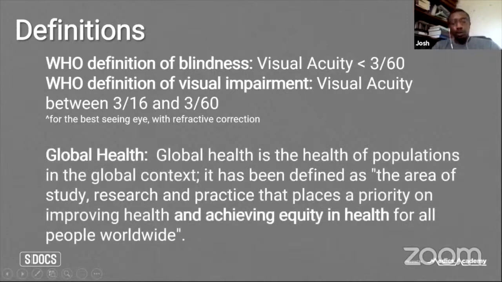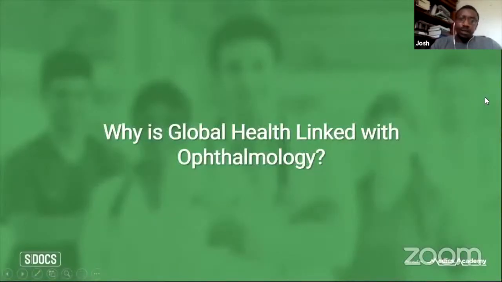And what's the definition of global health? Global health is the health of populations in a global context. It has been defined as the area of study, research, and practice that places a priority on improving health and achieving equity in health for all people worldwide. So that's a really important concept again, as we'll go on to discuss the importance of global health ophthalmology in this presentation. So why is global health linked with ophthalmology? Why are they so intrinsically important to one another?